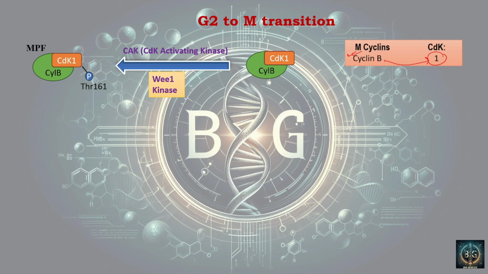Another protein kinase, WEE1. WEE1 kinase has a dual phosphorylation mode. That means it phosphorylates the CDK1 subunit of MPF at two positions. One is tyrosine 15 and another one is threonine 14, and that is how it inactivates the cyclin B CDK1 complex as well as the MPF complex.